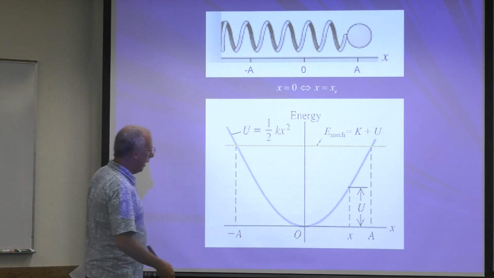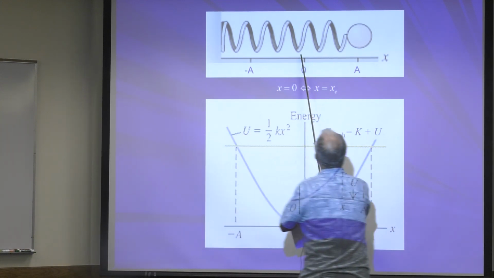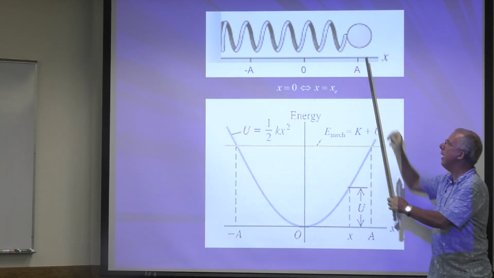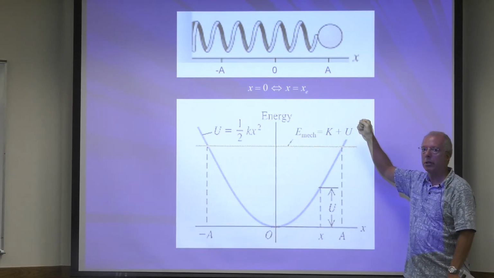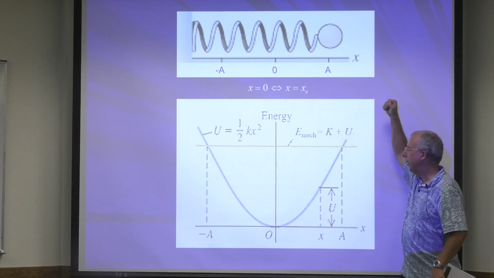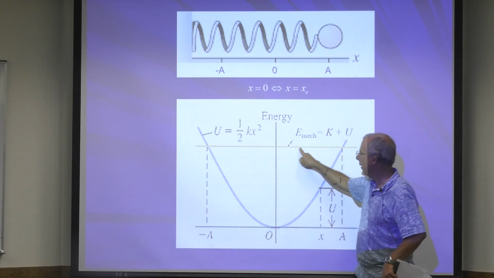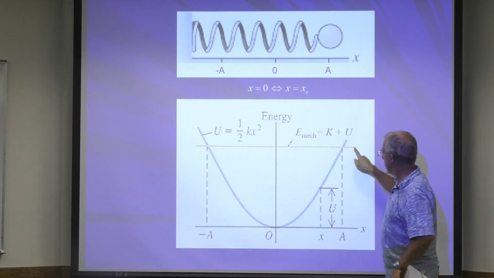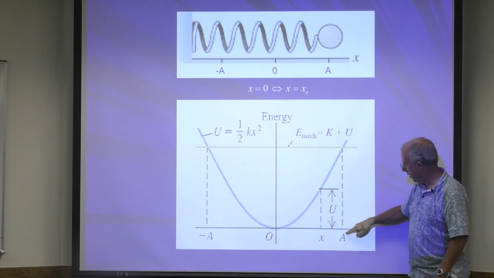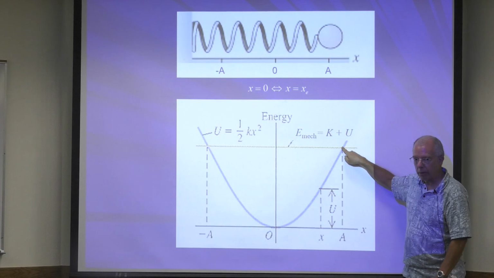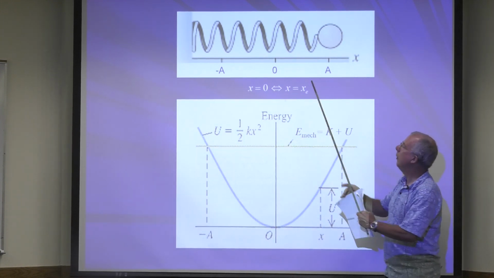So you can see then, if I pull the spring to x equals A, it has a lot of potential energy, right? It's not moving, but it has a lot of energy because I pulled it. And so here's the mechanical energy. It's constant, right? So at x equals A, I'm holding it still, so all of the energy is potential. Then I let go, and what happens?